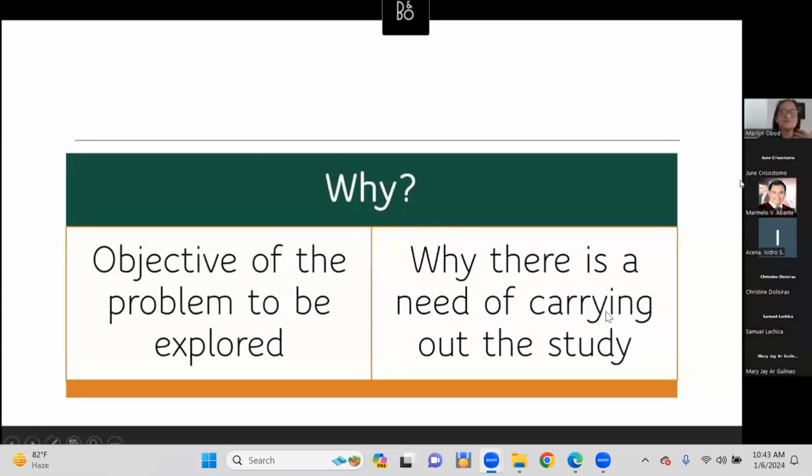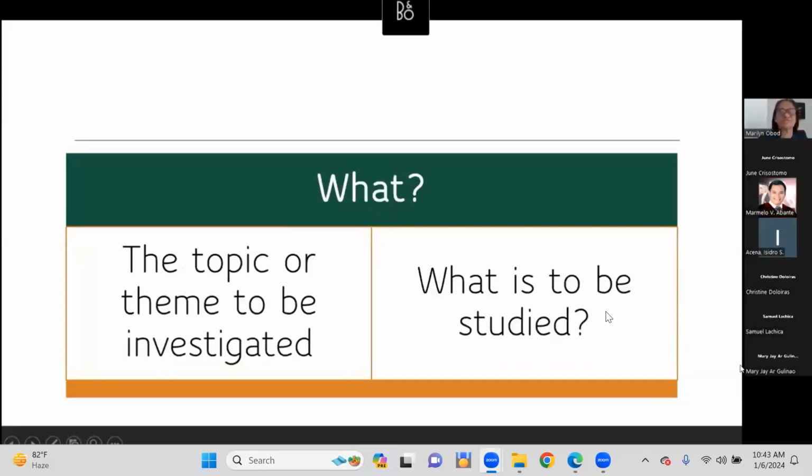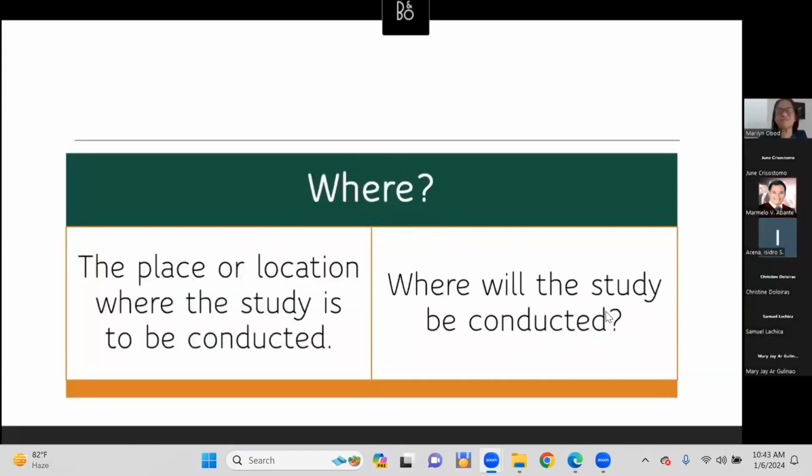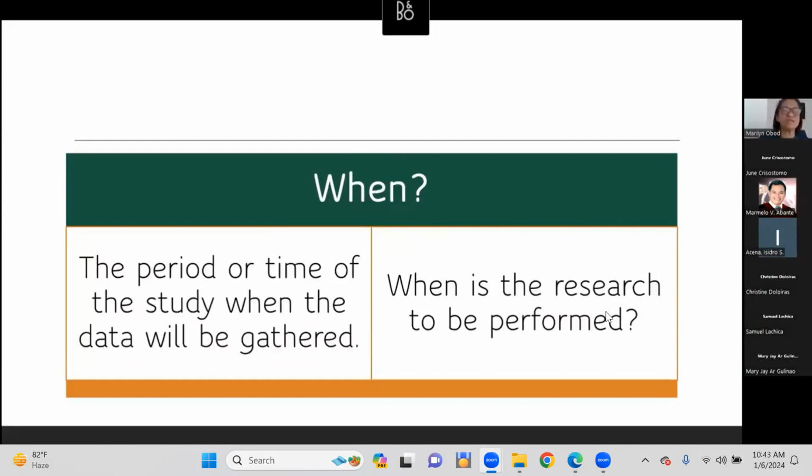Yan. So ito yung mga explanation niya. Objective of the problem, why there is a need of carrying out this. The what is the topic, o yan, as I mentioned. And then the where is the place, okay. Ayan po. When is the period of time. Kaya nga dun sa inyong general statement of the problem, di ba? This study, okay, gagawa tayo ng proposal, lahat po ay future tense. Future tense, gagawin pala. So this study will determine, ano ngayon yung problem mo? During, yan ngayon yung when.